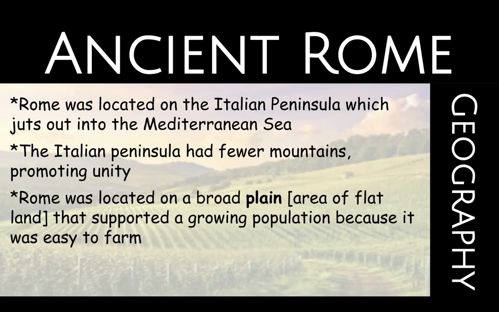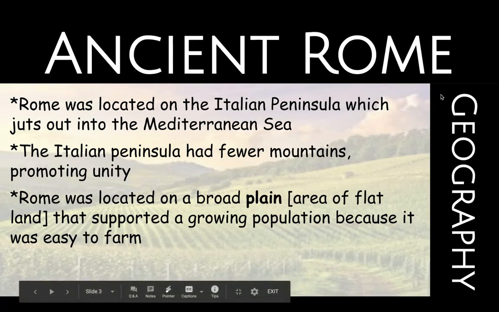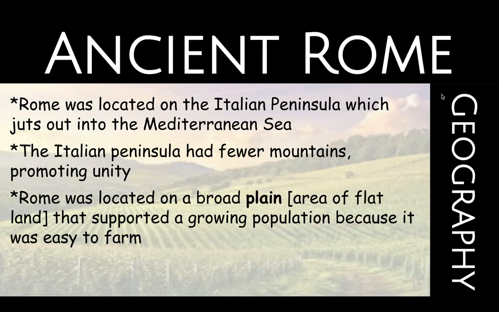Rome happened to be located on a very broad plain, so it's a large area of flat land that not only supported a growing population, but it did so because on this plain it was much easier to farm. Remember, in ancient Greece, it was not easy to farm because of the rocky soil and the mountains. They were able to grow lots of grapes and olives, but Rome was in a better situation because they had more areas on which to farm.